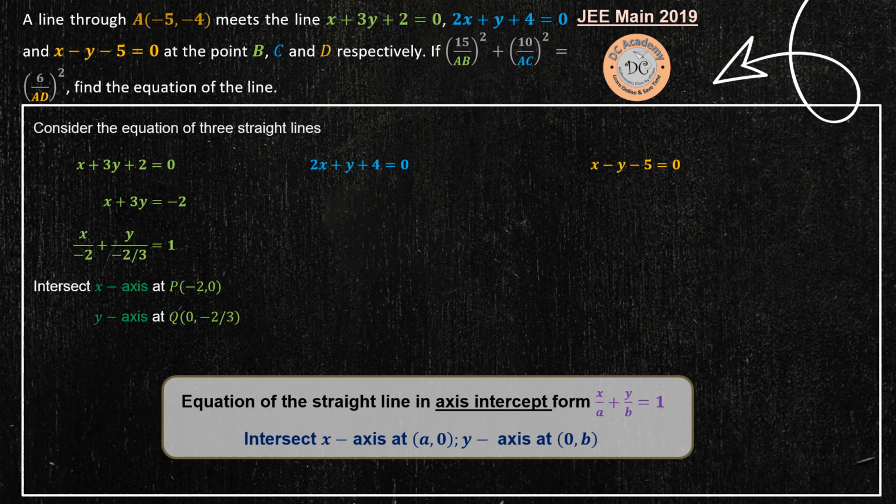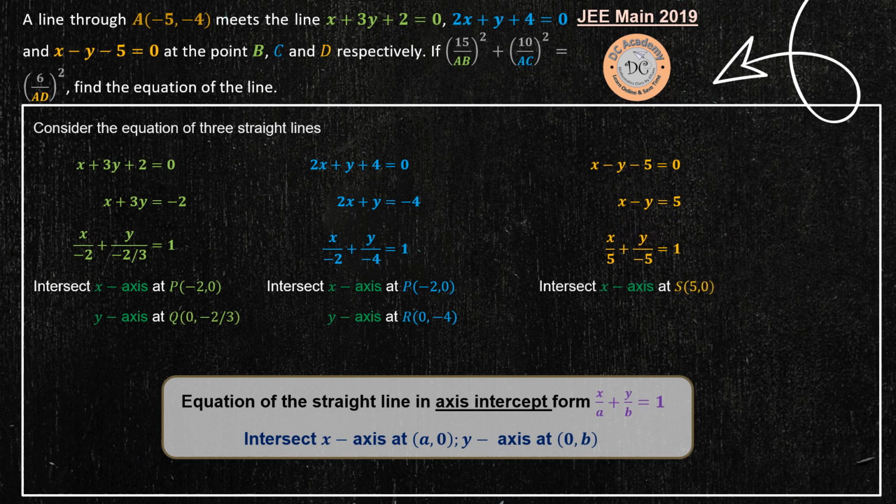For the next case, we follow the same procedure. We divide both sides by -4 and we get the x- and y-intercepts as (-2, 0) and R (0, -4), which is the y-intercept. Here we observe carefully that both the first and second lines pass through the same point P(-2, 0). For the third case, we divide by 5 and get 5 and -5 as the x- and y-intercepts. We name them S and T.